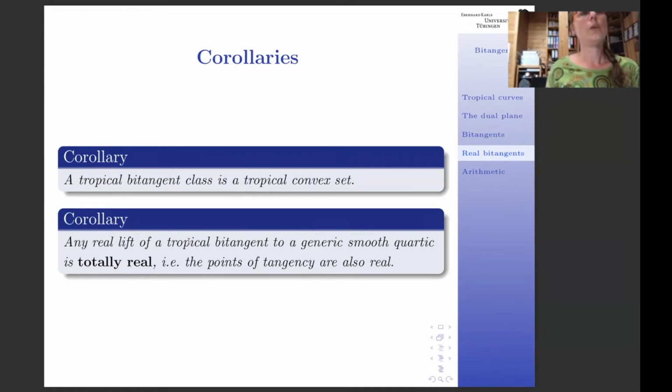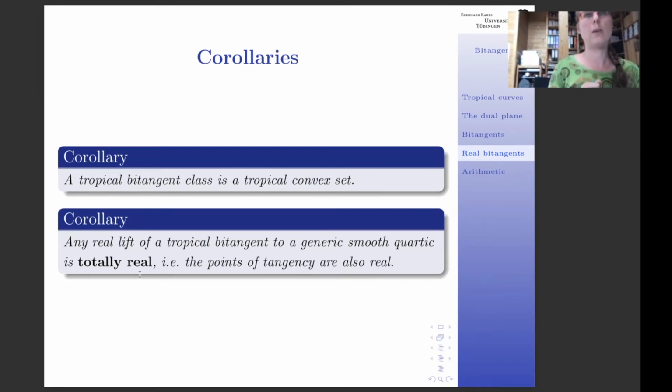But before we go to more interesting questions, some corollaries of this combinatorial classification that Angie and I have done. One thing is a tropical bitangent class is a tropical convex set, which is something that just falls out of the classification. You look at those pictures that we've drawn, and if you're familiar with tropical convexity, you look at them and you say, aha, they are all tropically convex.